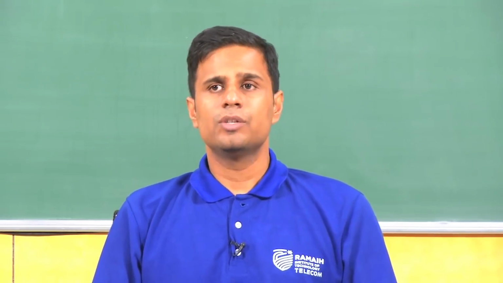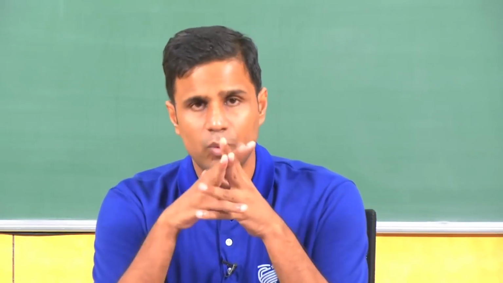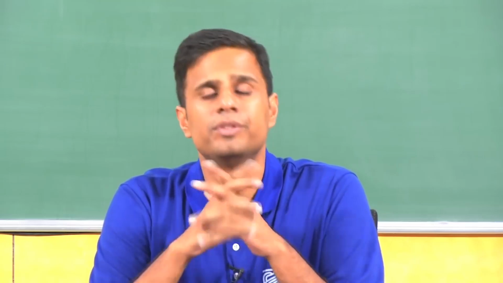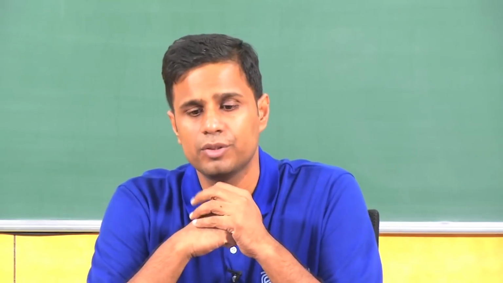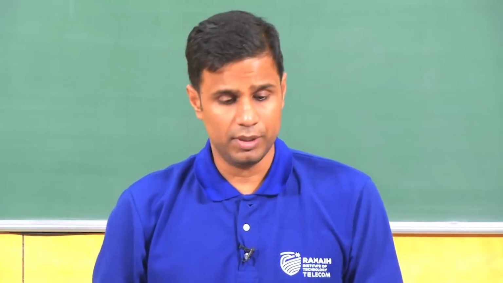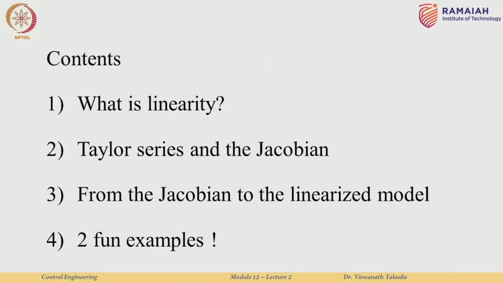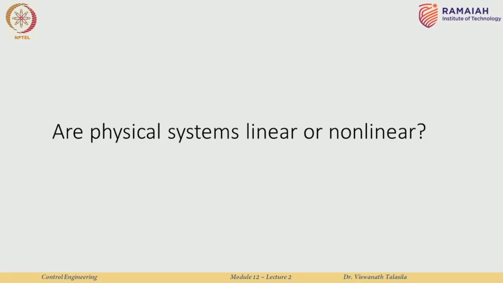I'll explain that. We will see why we need the linearization procedure, and I'll explain one specific way of doing the linearization, which is by using the Taylor series and the so-called Jacobian matrix. And we will end with two fun examples. So that is the basic structure. We will see what is linearity, then we will go to Taylor series and the Jacobian, and then we will conclude. Good. So, are physical systems linear or nonlinear?